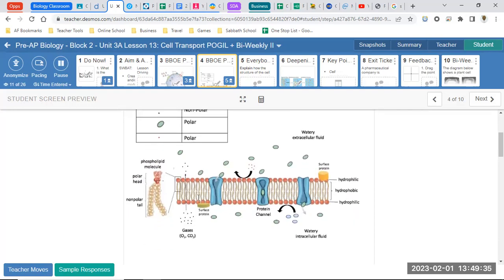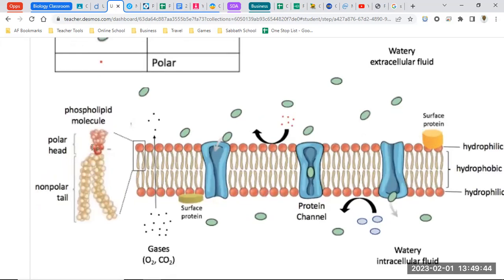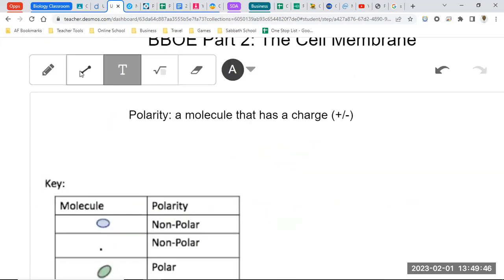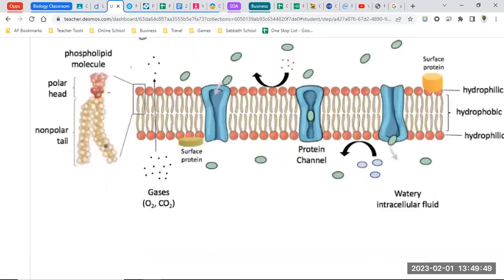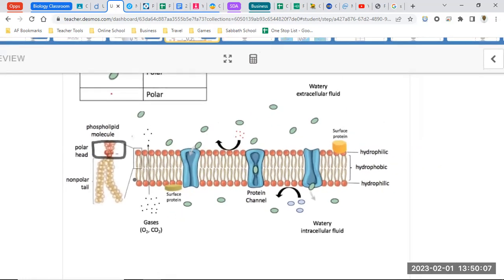Now, here we go. In our diagram here, we're still looking at the cell membrane. Our whole lesson today is about the cell membrane. And when we look closely at it, we'll see that a part of the cell membrane has a charge. So if you look up here, you'll see that the head of the cell membrane, this red circle here, has a charge. But these yellow tails here do not have a charge. They are non-polar. Okay, so keep that in mind.